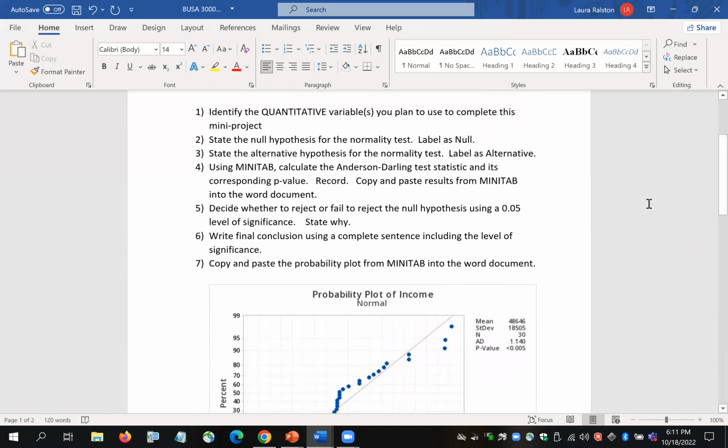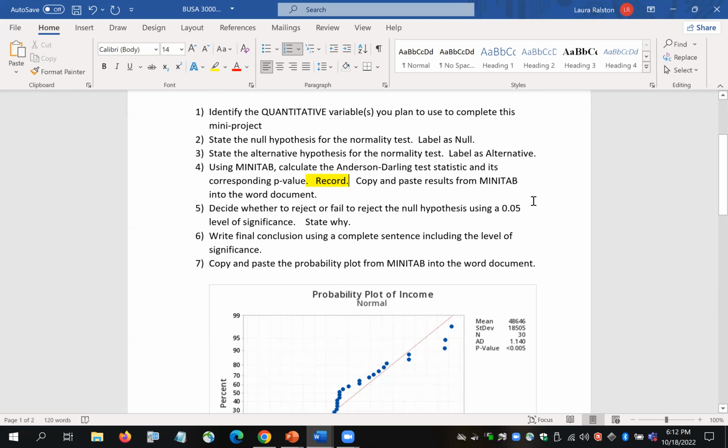And guys, it's more than just copying and pasting. Do you understand what the word record means? Record means to write it down. You don't simply copy and paste. You need to write it out. You need to say the Anderson-Darling test statistic is 1.14 and its p-value is 0.005. It's not just copy and paste.